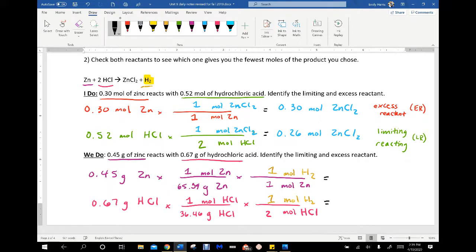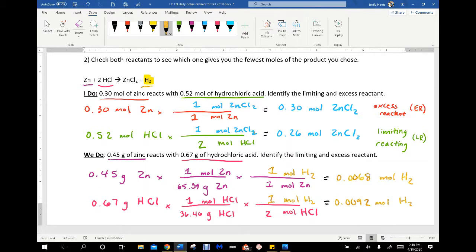We're now in the same unit, moles of hydrogen, so we're ready to compare. For our first problem, that would go into our calculator, 0.45 divided by 65.39 times 1 over 1, which is just the same thing. And so that gets us 0.0068 moles of hydrogen. Then for our last example, that would go into our calculator, 0.67 divided by 36.46 divided by 2, and that gets us 0.0092 moles of H2.